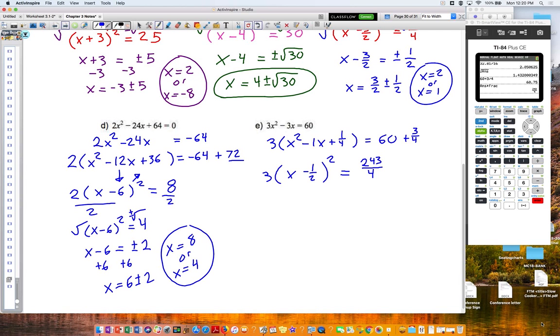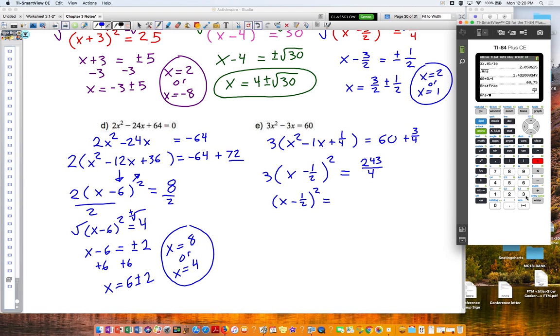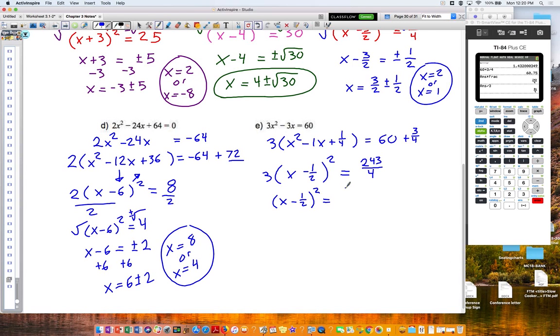Okay? Now I've got to divide both sides by 3. So I get x minus 1/2 quantity squared equals, well, if I divide by 3, it changes it to 81/4 for me. So now when I square root, plus minus, I have x minus 1/2 equals, well, the square root of 81 is 9. The square root of 4 is 2. So now I have x, add the 1/2, 1/2 plus or minus 9/2. Well, 1 plus 9 is 10.